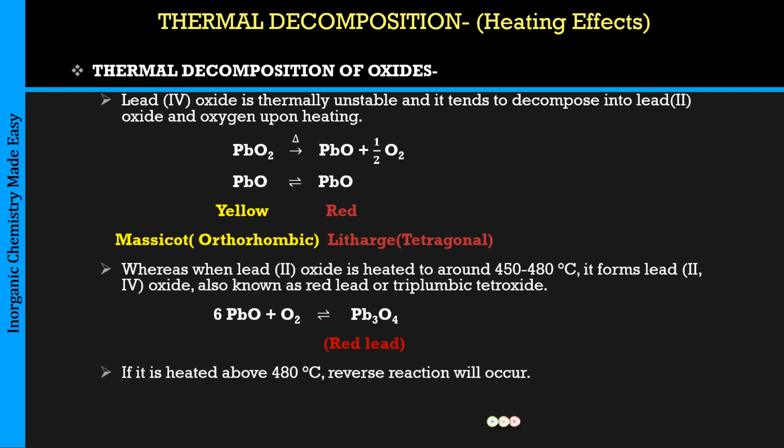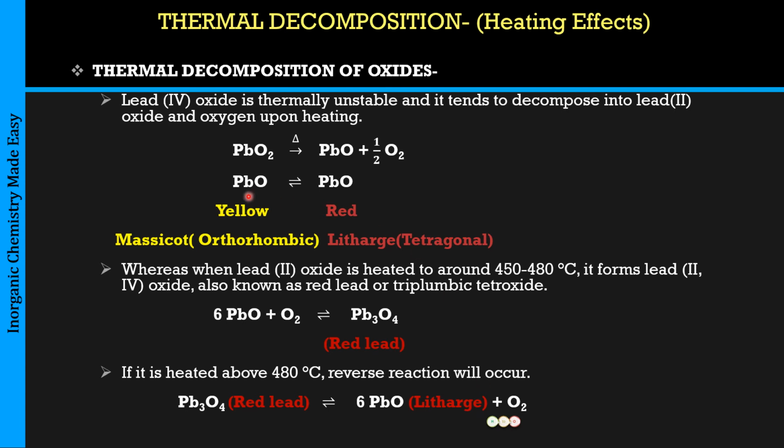Now, very interestingly, when we heat it beyond a temperature of 480 degrees Celsius, the reverse reaction is going to take place. So around 450 to 480 degrees Celsius, what is being formed is Pb3O4. But now when you increase the temperature, this Pb3O4 again breaks up into PbO and oxygen. And in this case, the PbO that we have is litharge. I hope this is clear to you. Very fine, no problems related to this.